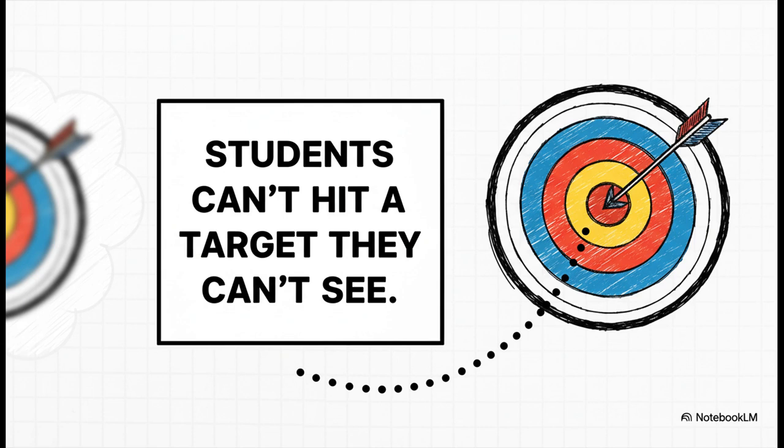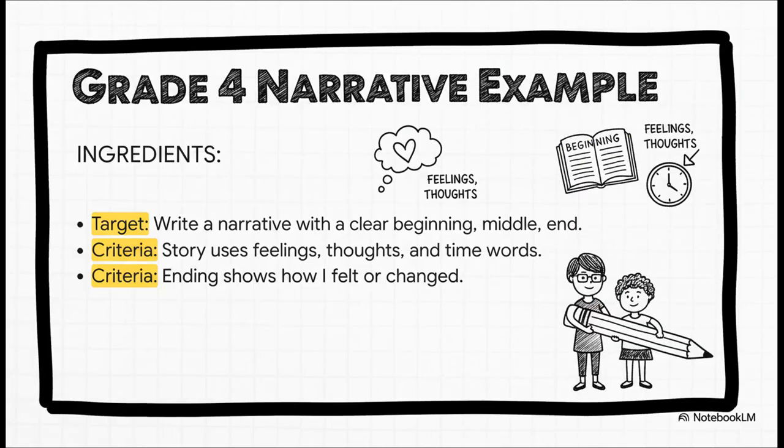The learning target tells students exactly what they're supposed to learn, and the success criteria tells them exactly what it looks like when they've learned it. It just removes all the guesswork. And here's what that looks like in the wild. Instead of just saying, write a good story, you give them this. It's like a recipe for success.